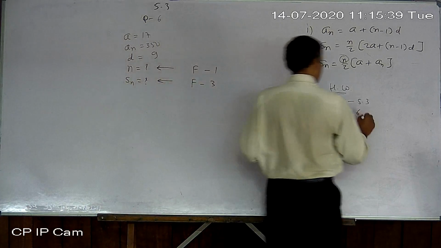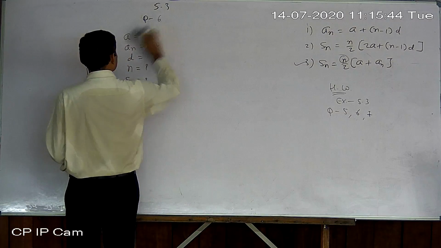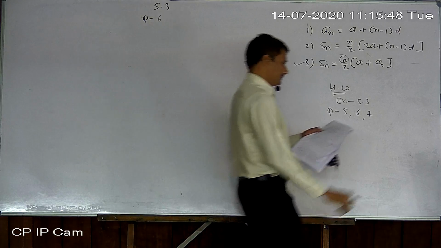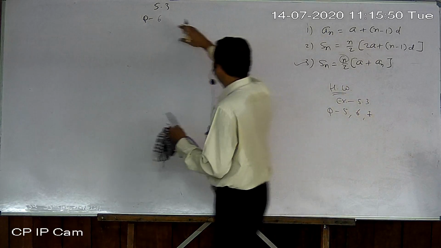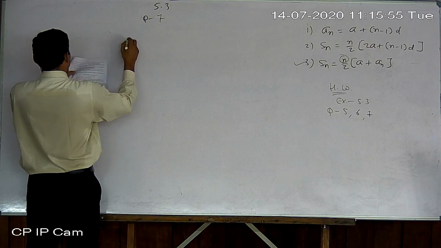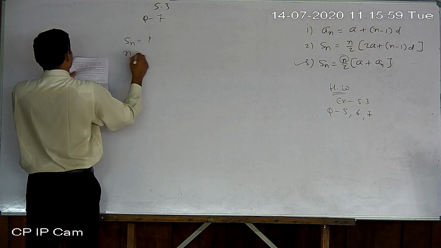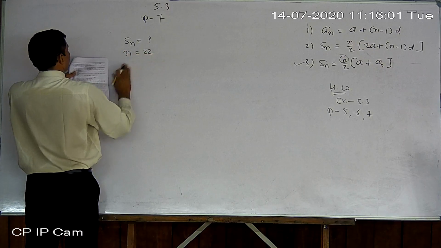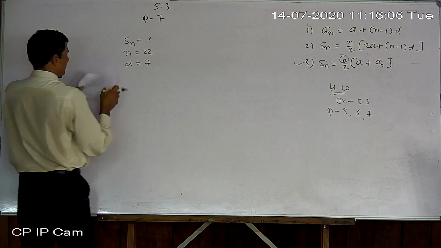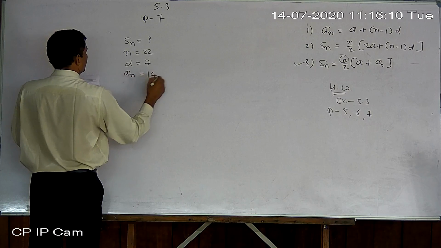Now number 7, also homework. I am giving you a hint here also. Find the sum of the first 22 terms in number 7. Sn is asked, and n equal to 22, d equal to 7. And the 22nd term is 149.